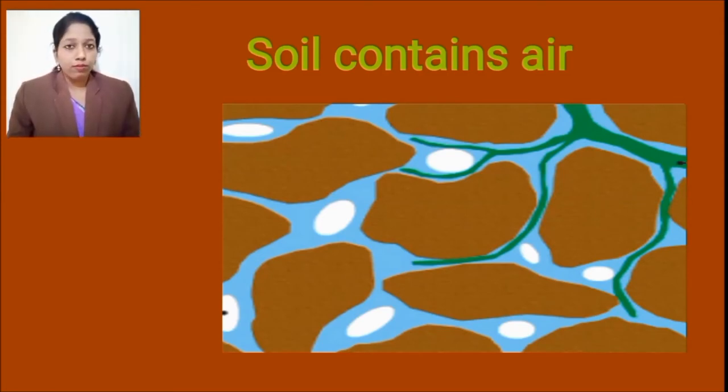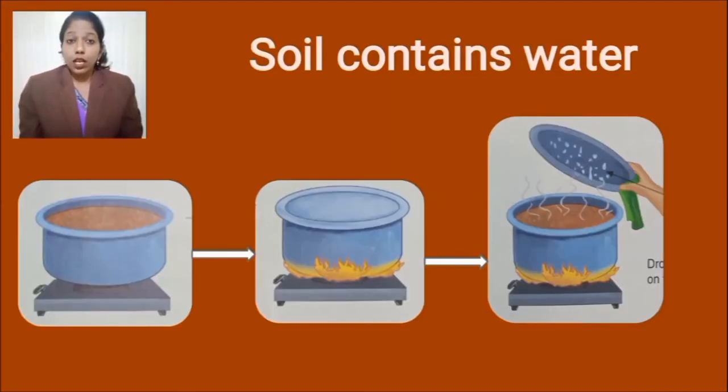Children, how do we know that the soil contains water? Children, if we take soil in a vessel and cover it with a lid and heat it or keep it in the sun, after some time when you remove the lid, see what will appear on the lower surface of the lid. Here you can see, when we remove the lid after heating, what will appear on the lower surface of the lid. What is this? You see drops of water on the inner side of the lid. Where does this water come from?